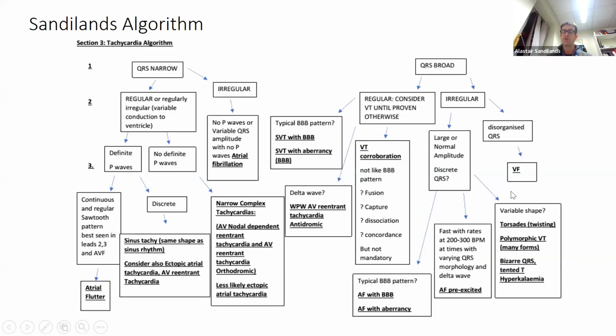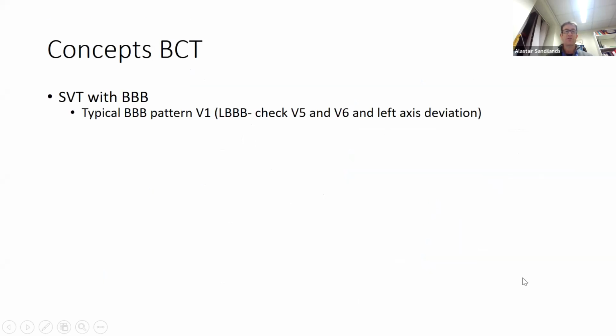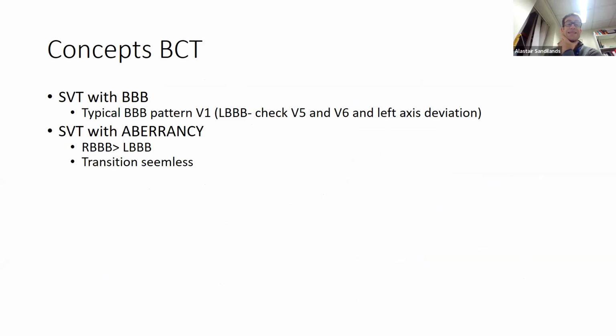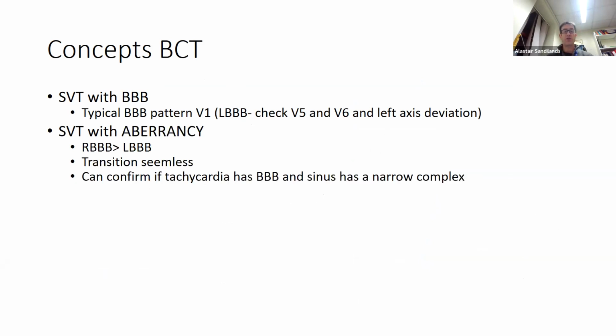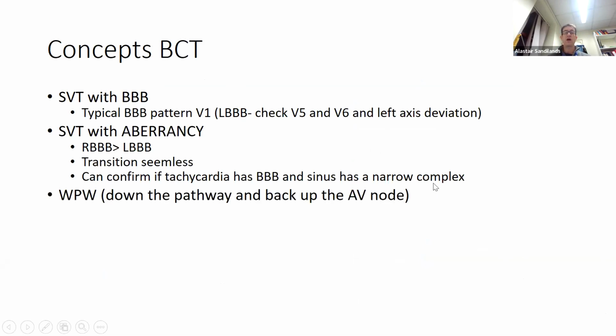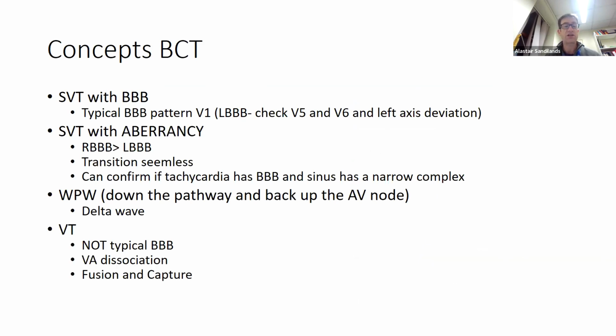Okay, so we seem to have gone through most of all our rhythms. We talked about SVT with bundle branch block, SVT with aberrancy. We talked about it mostly being right rather than left bundle branch block. The transition would be seamless between a narrow and a broad complex tachycardia, where you may see that they've gone back into sinus and there's evidence of a narrow complex. With Wolff-Parkinson-White, we've talked about going down the pathway and back up the node, and there'll therefore be a presence of a delta wave. We talked about VT not being a typical bundle branch block pattern, with VA dissociation, fusion and capture. Okay, any questions?